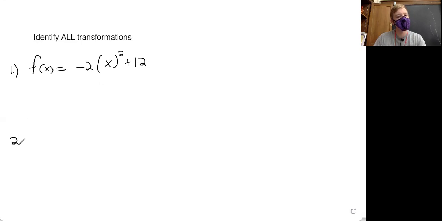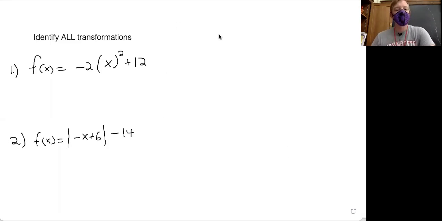Problem number two, f of x equals absolute value of negative x plus 6 minus 14. So two problems for you to go ahead and try out.